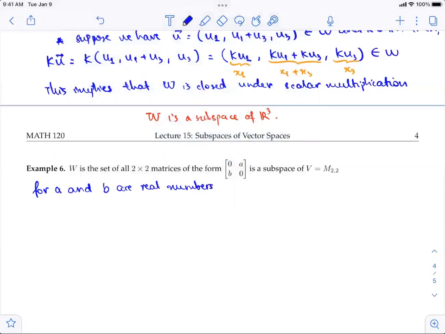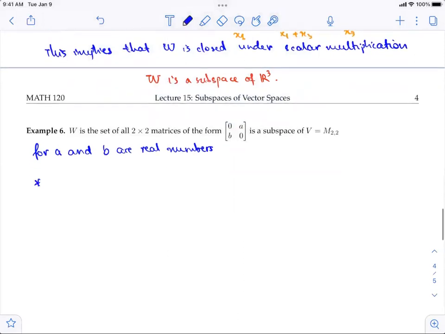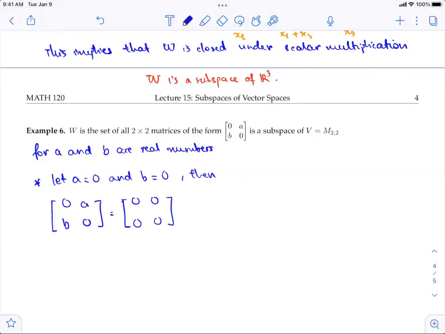All right. So there are three conditions that we need to check again: the 0 matrix is in the set, the set is closed under matrix addition, and the set is closed under scalar multiplication. The first thing we need to check is whether the 0 matrix is in the set. So we let A equal 0 and B equal 0. Then the matrix of the form [0, A; B, 0] equals [0, 0; 0, 0]. So the 0 matrix is in the set W.